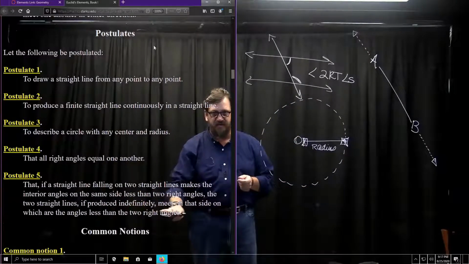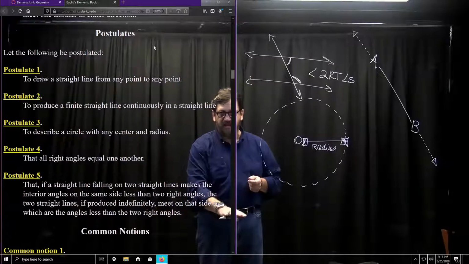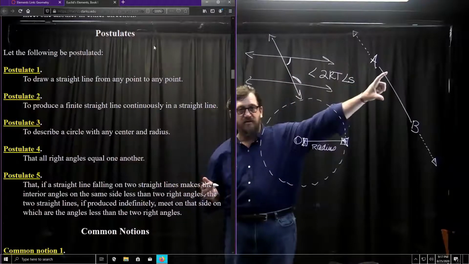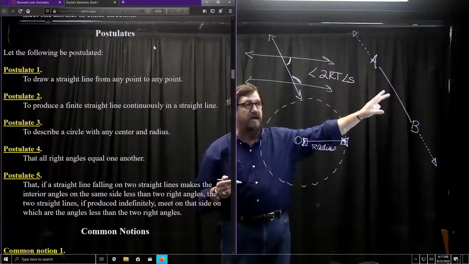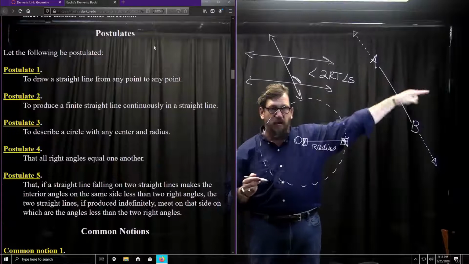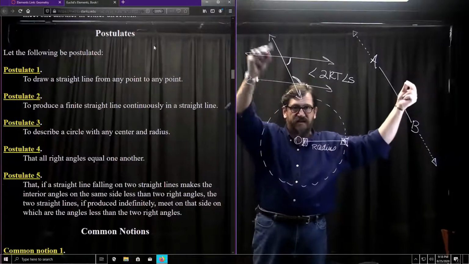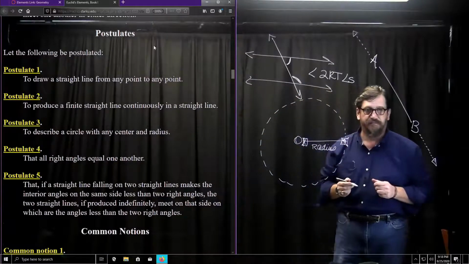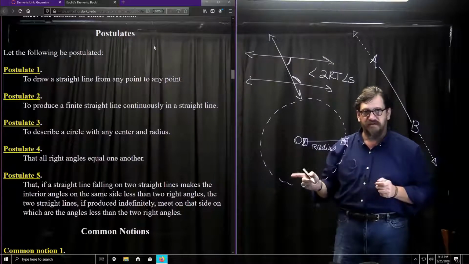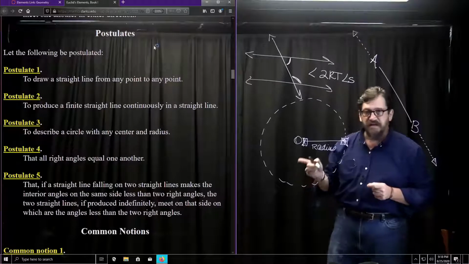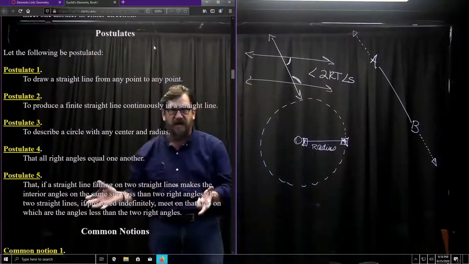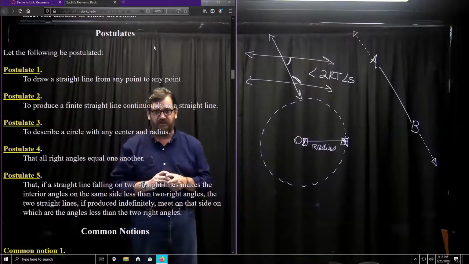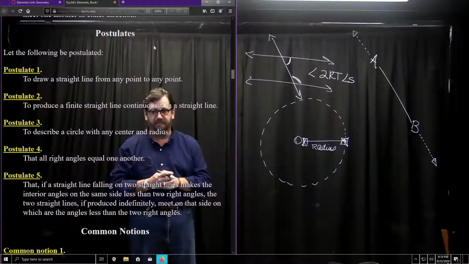Let's look at what he says happens. The two straight lines, if produced indefinitely, will meet on that side, which are the angles less than two right angles. Meaning if I continue these out, I may have to go a long way, but eventually these two lines will meet over here on this side of this line falling on them. Notice what word is not in postulate 5. Parallel. Nowhere does it say this is parallel. But yet, postulate 5 is the one that we refer to as the parallel postulate. Euclid's parallel postulate. The fifth postulate. The Euclidean parallel postulate. Very famous.